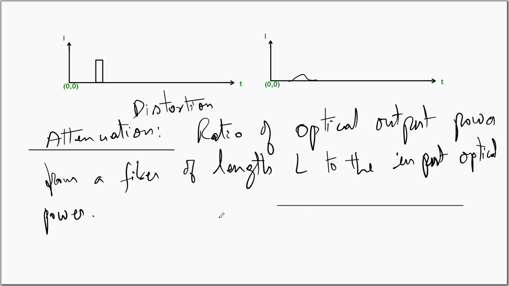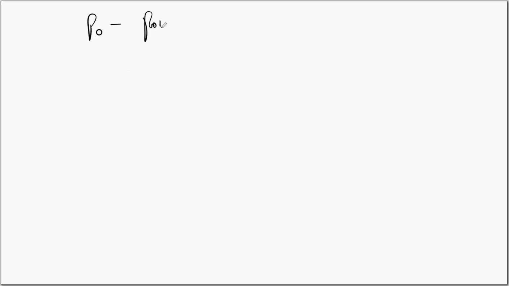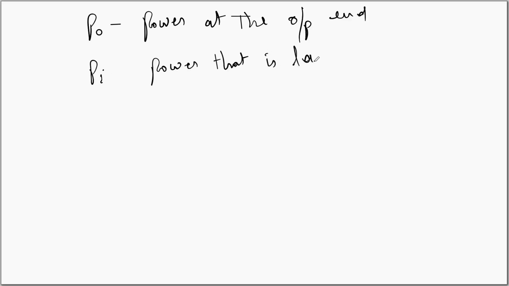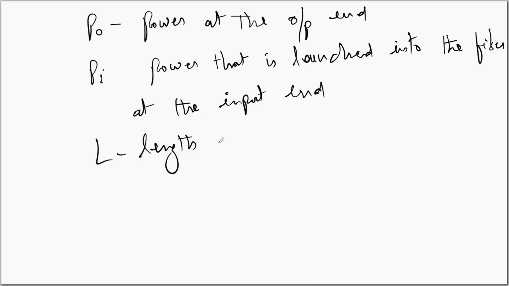Suppose you have an optical fiber and you launch power Pi at the input end. Say this is the input end, and at this point we have the output end, and the power measured there is say P0. If the length of the fiber is say L units, generally L will be in kilometers, then we write P0 is the power at the output end and Pi is the power that is launched into the fiber at the input end. Say L is the length of the fiber.